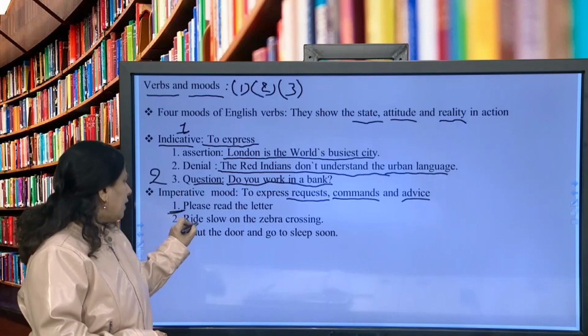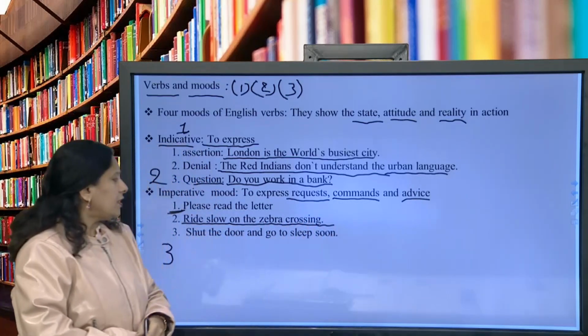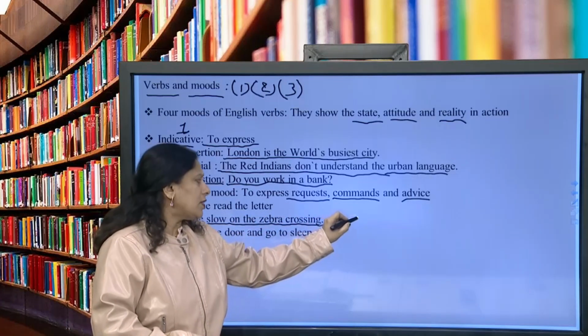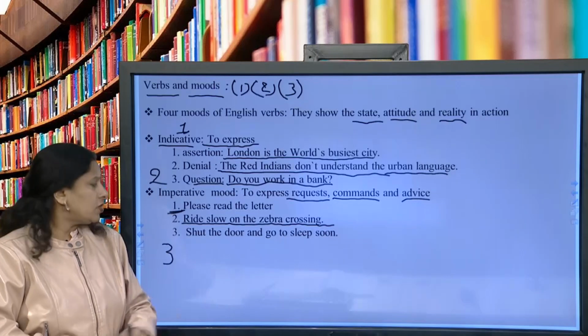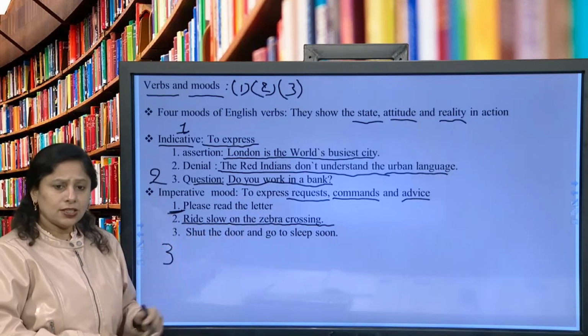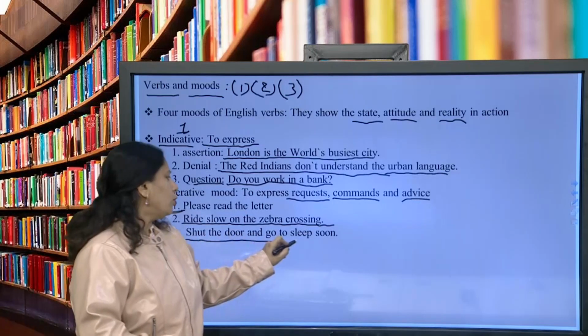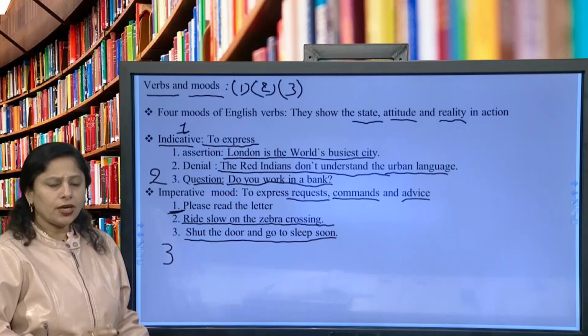It is the sentence written during the traffic signal movements. When you have seen the roads, and on the side of the roads where there are traffic boards and signboards, this sentence is written. Then there is a third sentence, shut the door and go to sleep. Please shut the door and go to sleep.